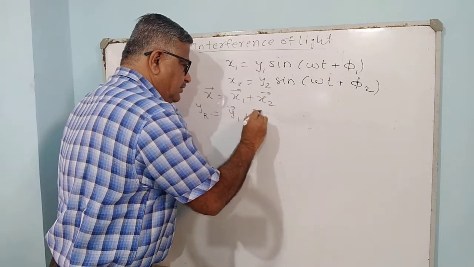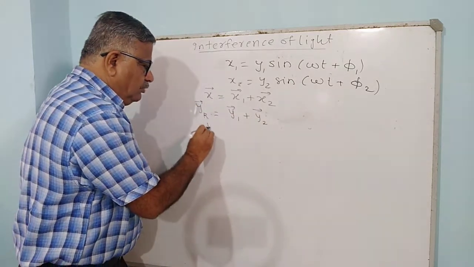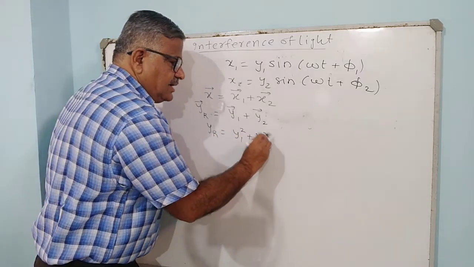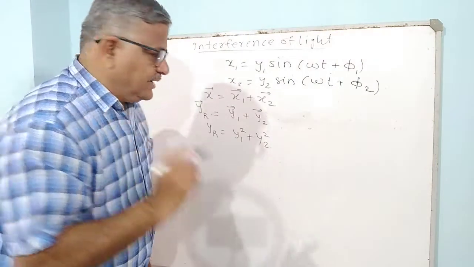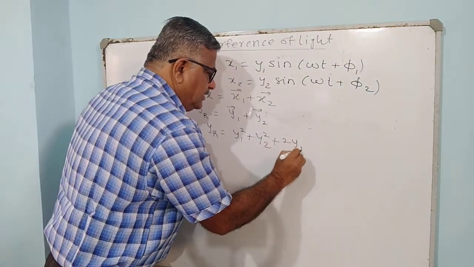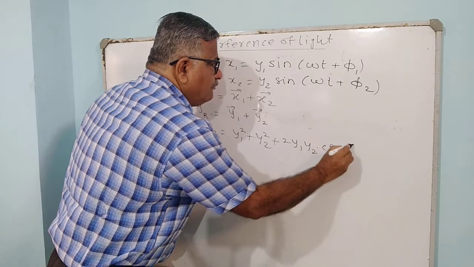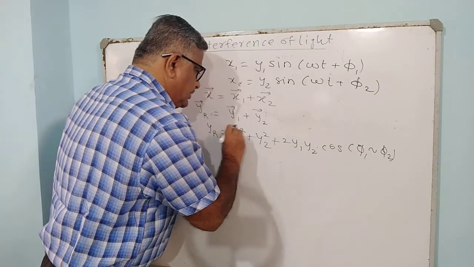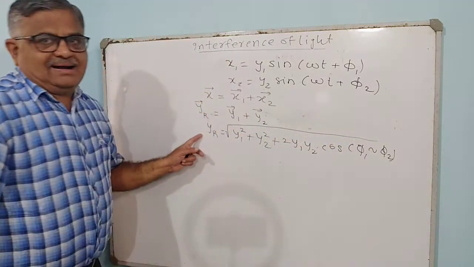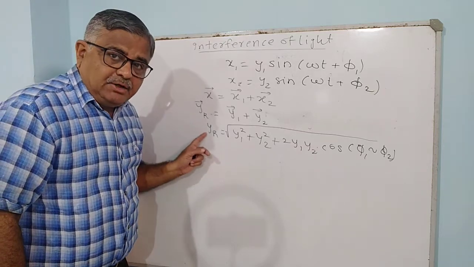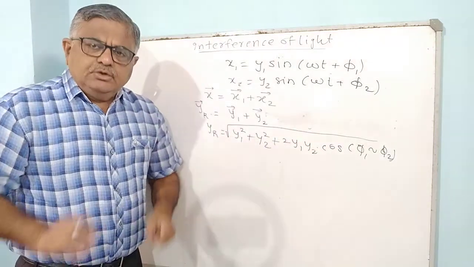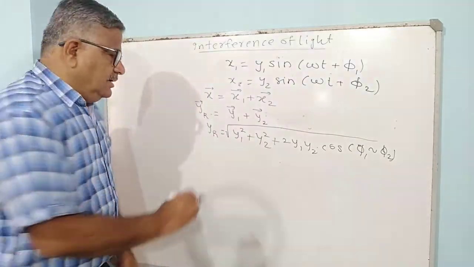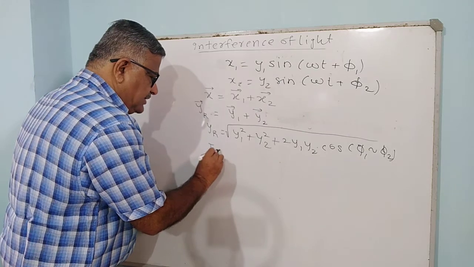And I hope you understand that if you take the vector sum, then the magnitude of yr will be given by y1 square plus y2 square according to your law of parallelogram of two vectors, plus 2 into y1 into y2 into cosine of phi1 difference phi2. You have to take the square root of all this. This gives you yr, that is, the resultant amplitude at that point. Square of amplitude gives you intensity, and therefore the resultant intensity at that point is given by the equation.